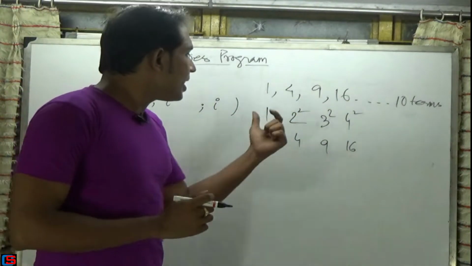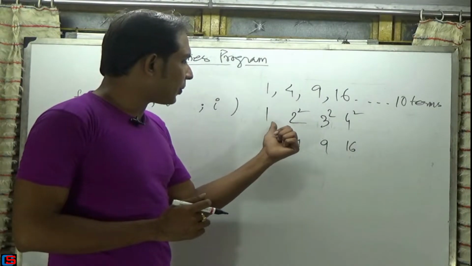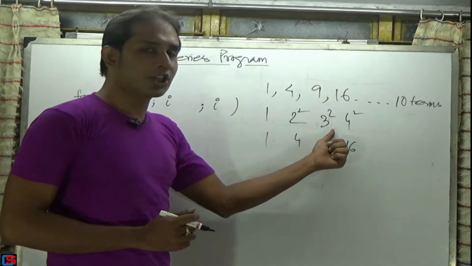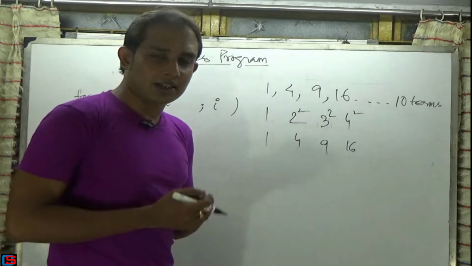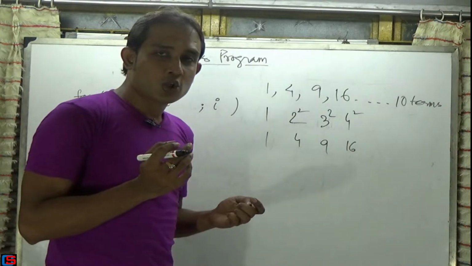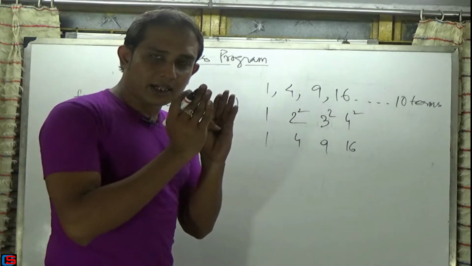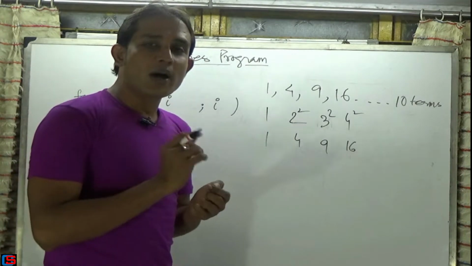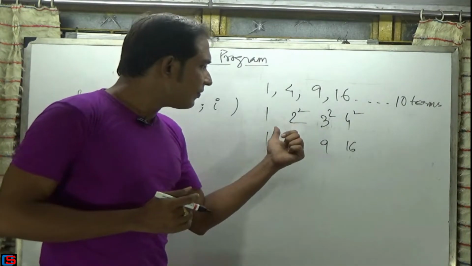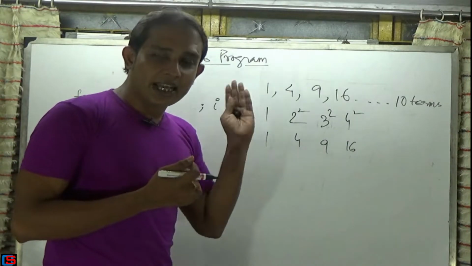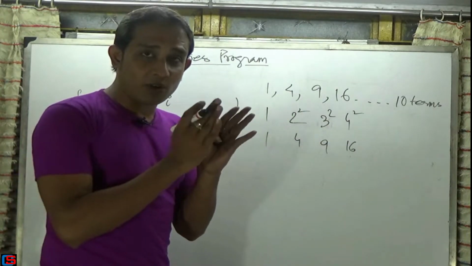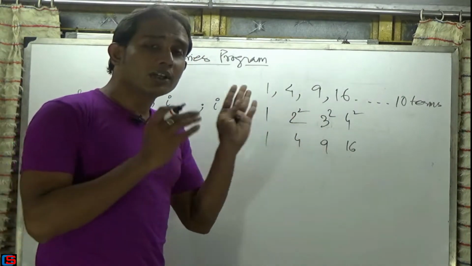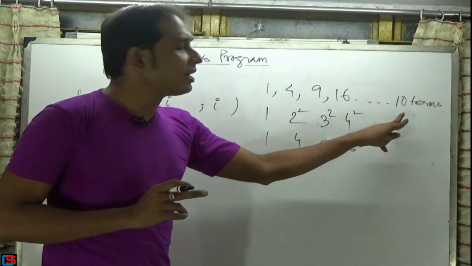The formula is: what is the difference between the first number and the second number? The first number is 1, the second number is 2, and the next is 3. So the increment takes place by 1. So the value changes by 1, and 1 into 10 gives 10 terms. If the value changes by 2 or 5, whether it is an increment or a decrement, this value is multiplied by the number of terms.